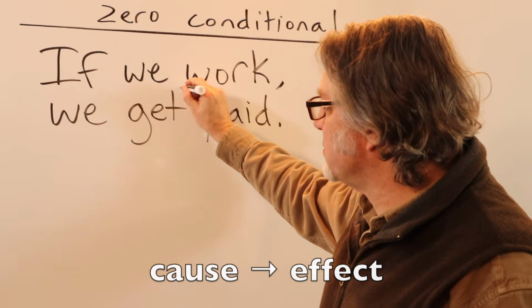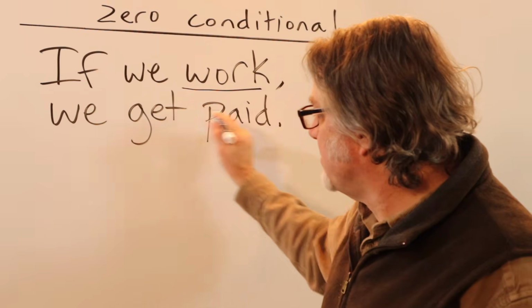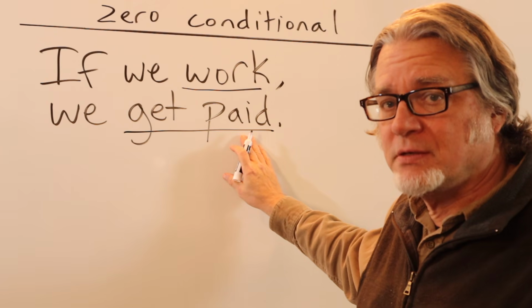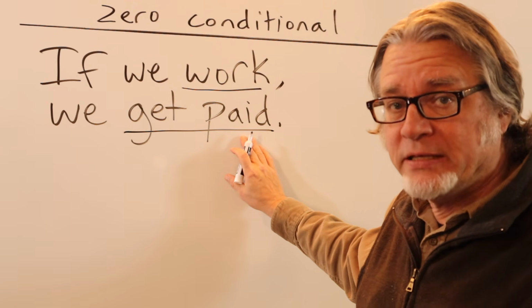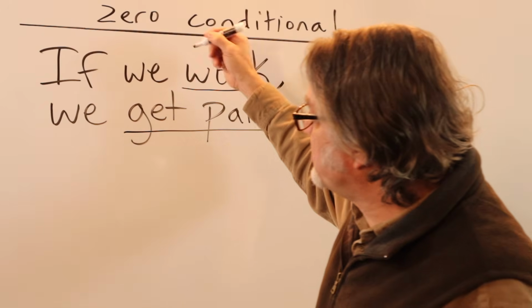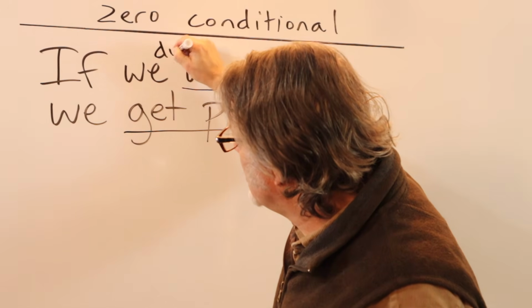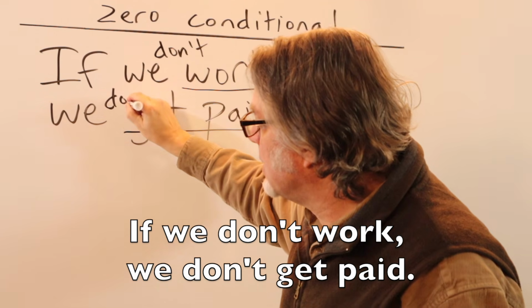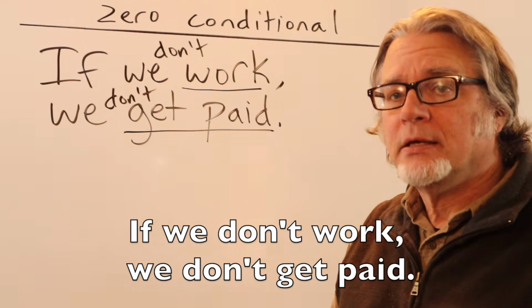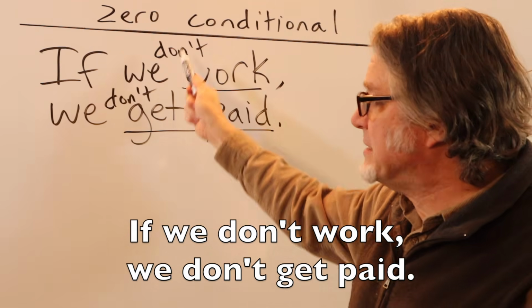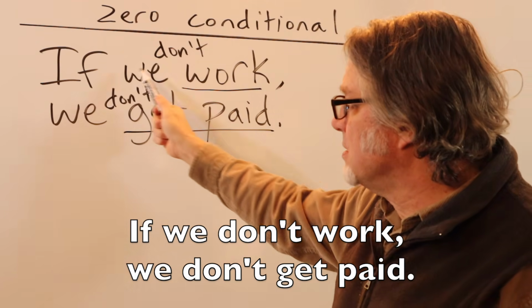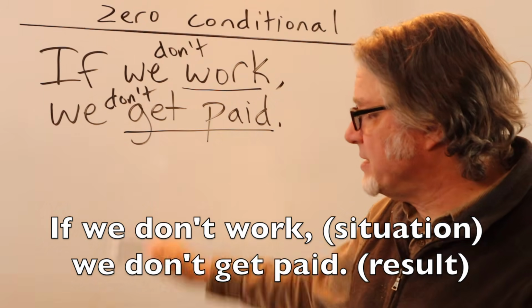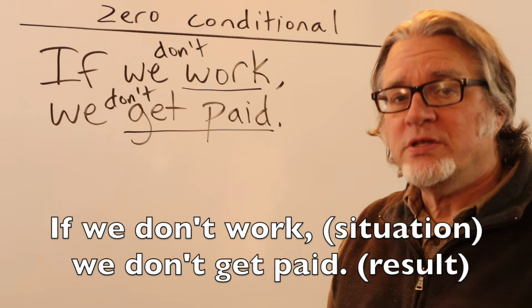This verb is in the present tense, and this verb, which is passive, is in the present tense. You could make it negative and say, if we don't work, we don't get paid. Both of these are in the present tense. This is the situation if we don't work, and this is the result. We don't get paid.